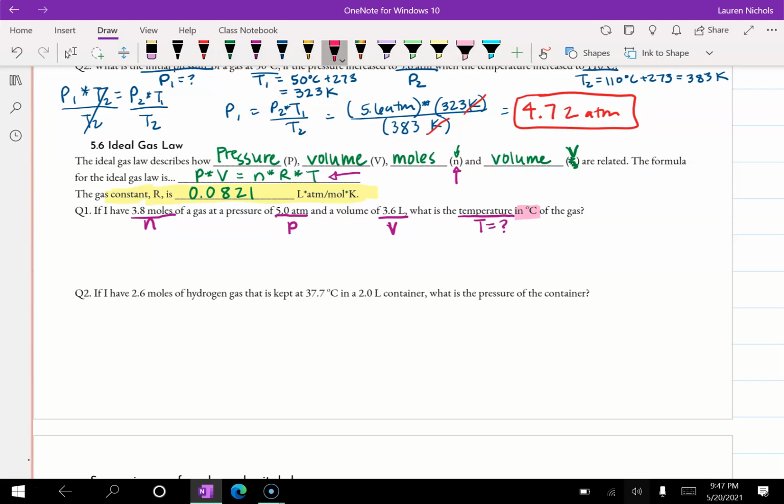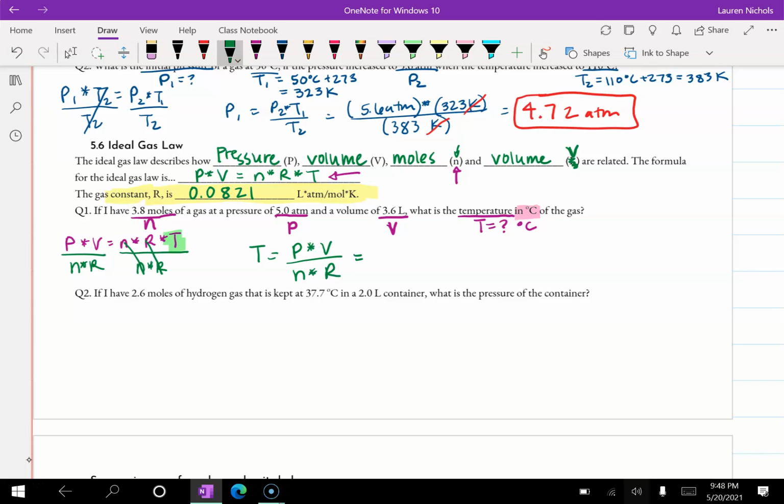So our answer cannot be in Kelvin. They want our answer in degrees Celsius specifically. Now, when we do this, it's very critical that you're paying attention to your units, because if my formula is P times V equals N times R times T, and I'm trying to solve for temperature, that means we divide by N and R on both sides to get T by itself. So T is equal to P, pressure times volume, divided by moles times R, our gas constant.